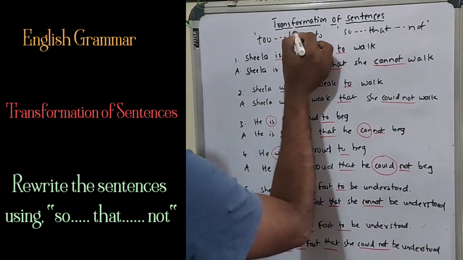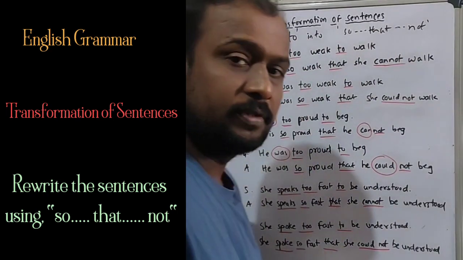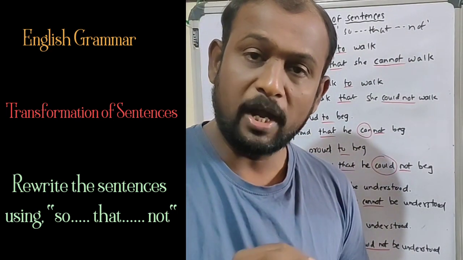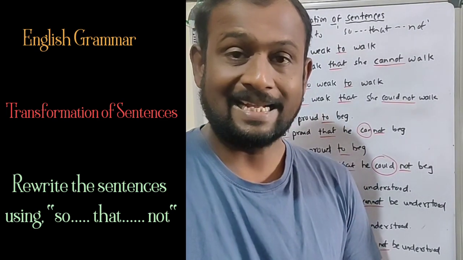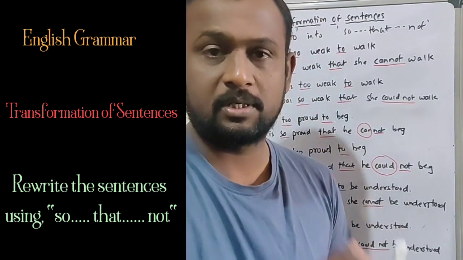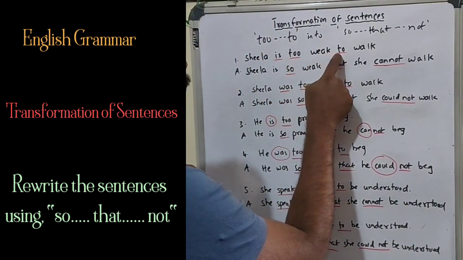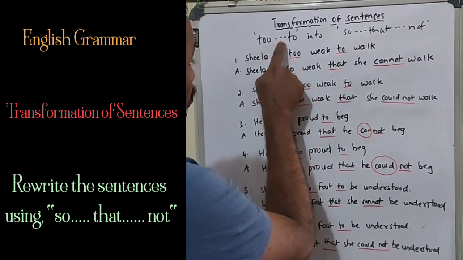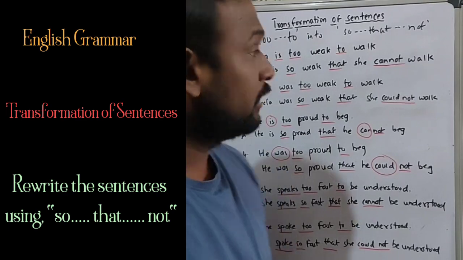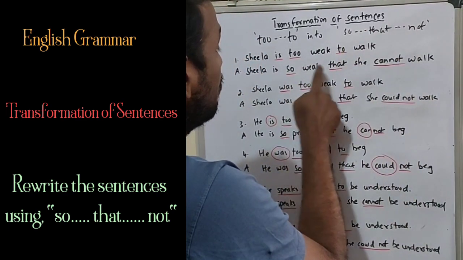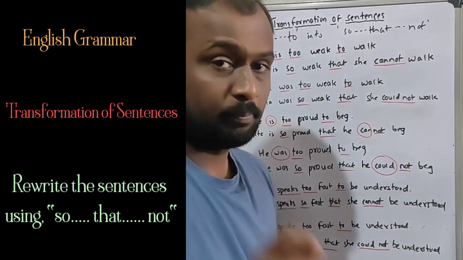Keep one thing in mind. See these dots here. The meaning of these dots is that too and to, or so and that, are not used continuously. At least one or more words will come between them. Too and to must not be used continuously, and similarly so and that are not used continuously. That is why these dots are given. Please keep this point in mind.